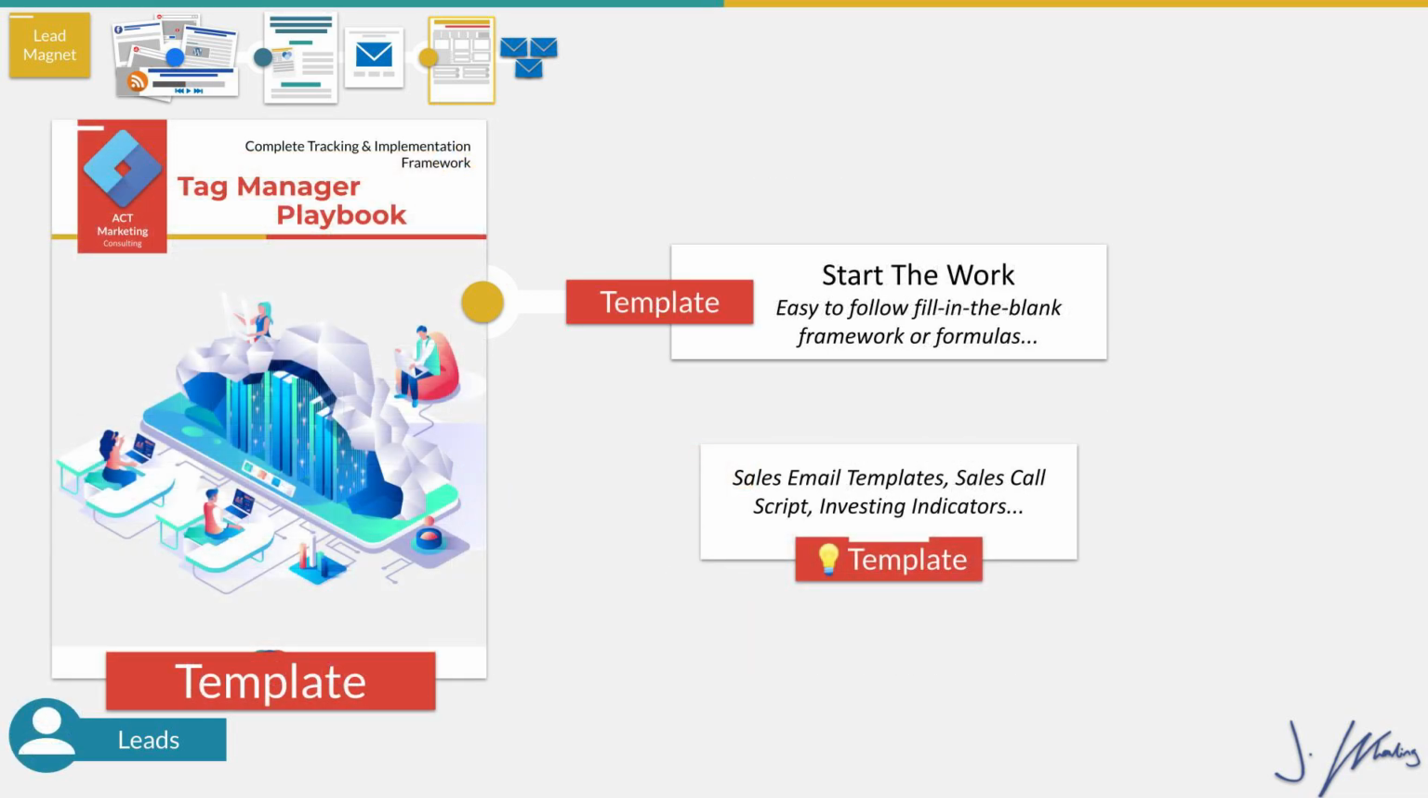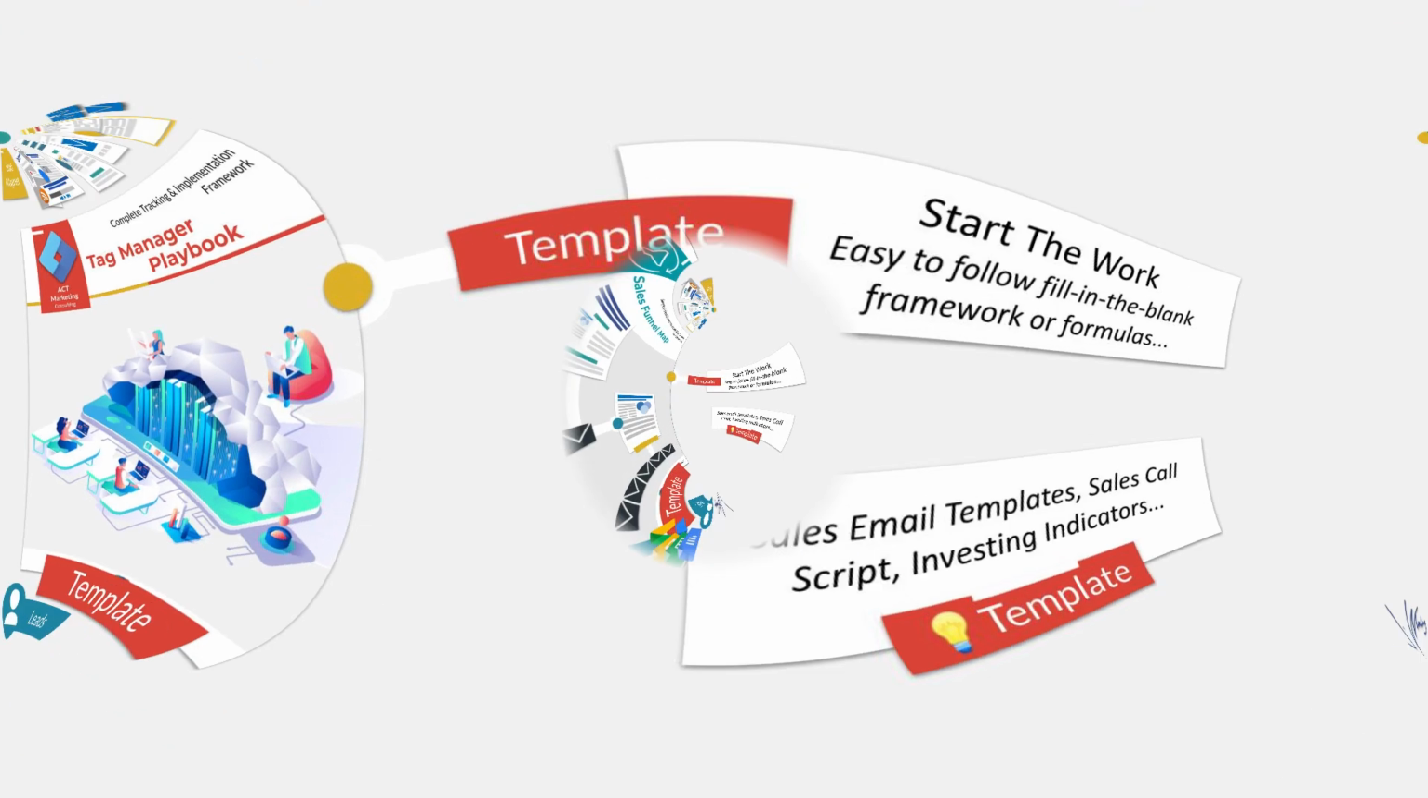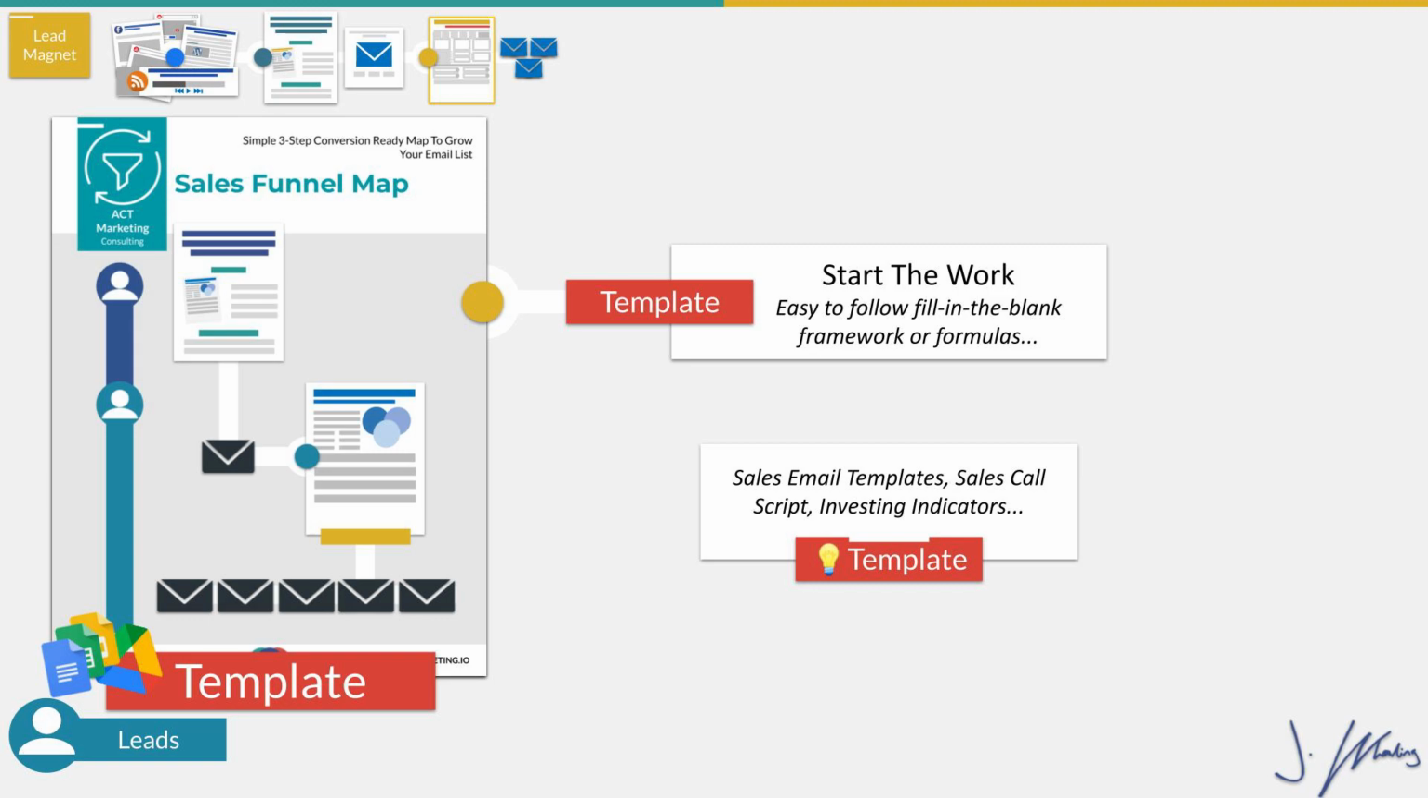So as an example here, we have the Tag Manager Playbook, which is an easy-to-follow worksheet that we've created for people who are trying to set up conversion tracking on their website using Tag Manager. So we have a bunch of fill in the blanks, and we also have some directions on how to properly install all of these conversion tracking and tags so people don't get lost and accidentally install the wrong tag in the wrong place, right? Another example we have here is one of our old lead magnets.